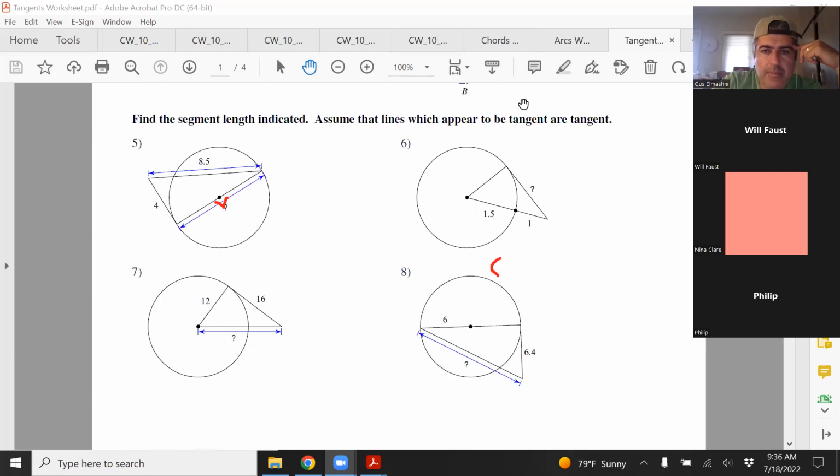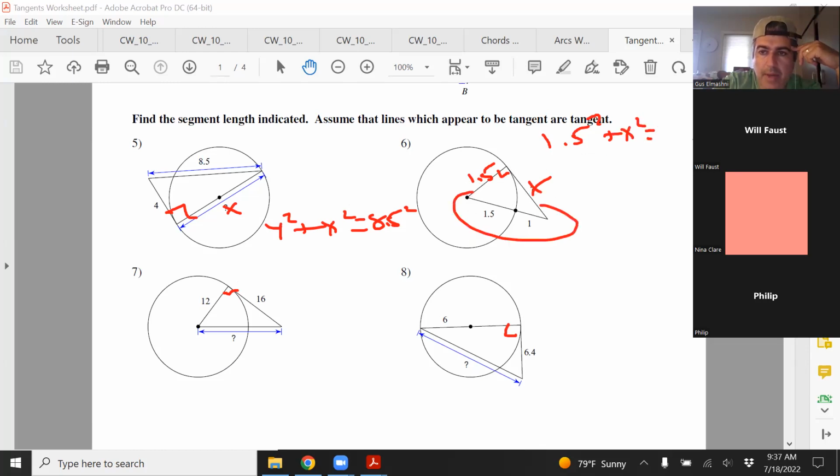And then here, they are tangent. I'm told that. Just got to find the missing side. So again, it's all just Pythagorean theorem stuff. Not that hard. If I call this x, 4 squared plus x squared equals 8.5 squared. That's 1.5, by the way, for number 6. So 1.5 squared plus x squared, and then the hypotenuse, 2.5, equals 2.5 squared.